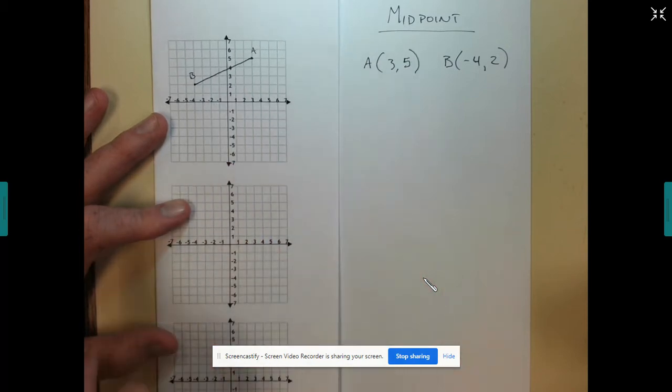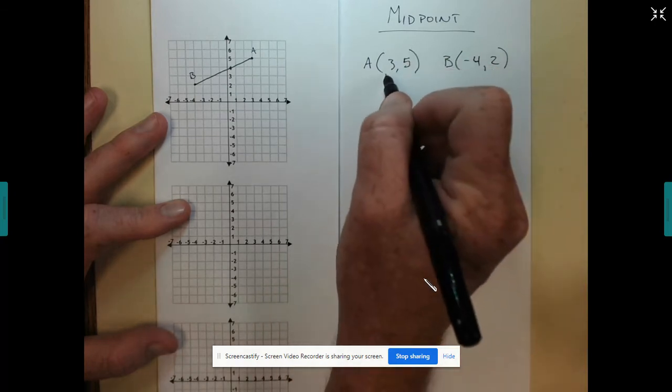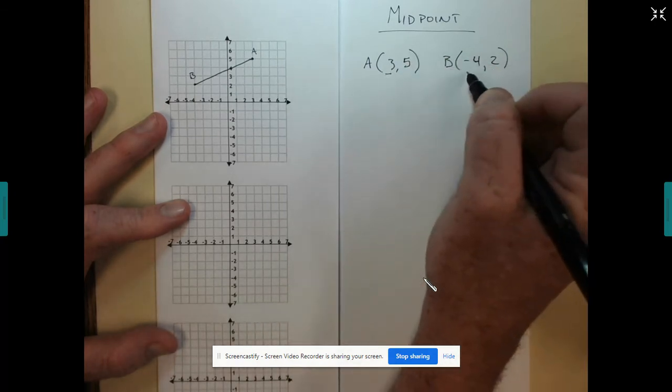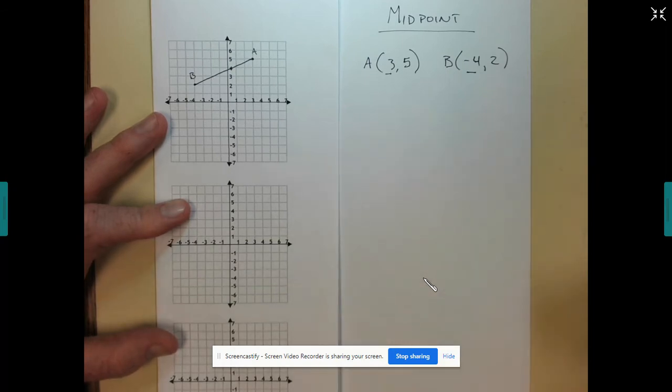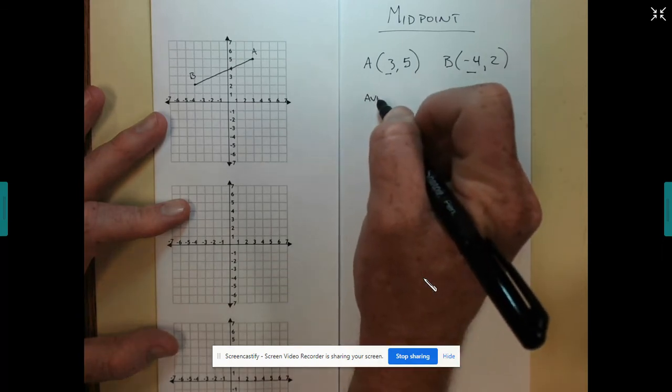Well, midpoint is related to stuff that you've already studied before. If we have an x value of 3 and an x value of -4, if we're looking for the midpoint, we want the number that's right in between those, which we do all the time. It's called finding the average.